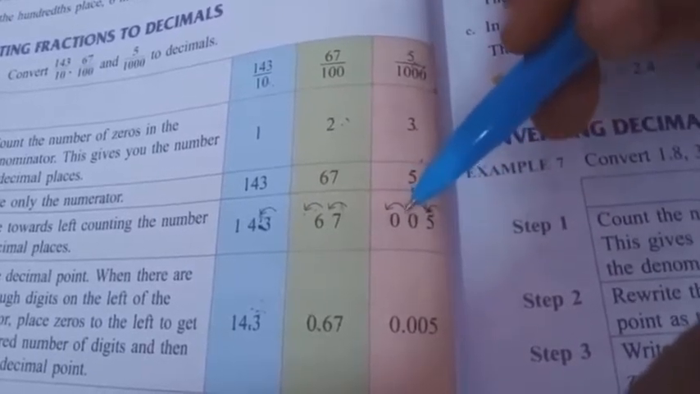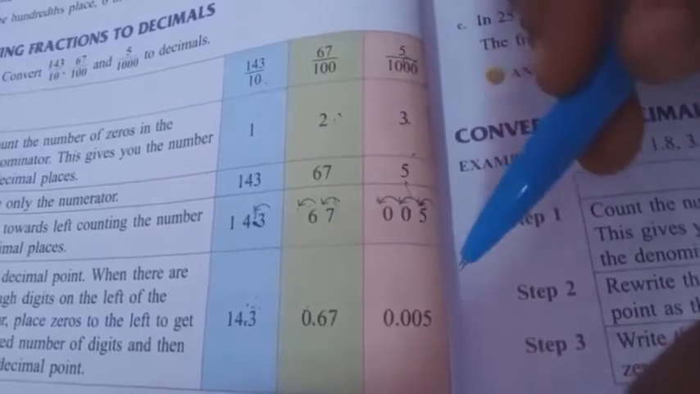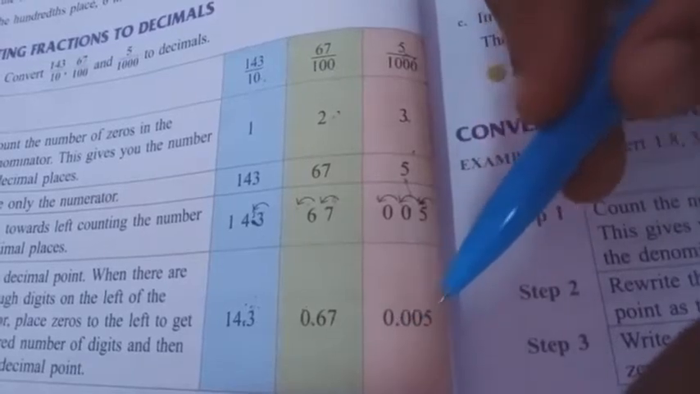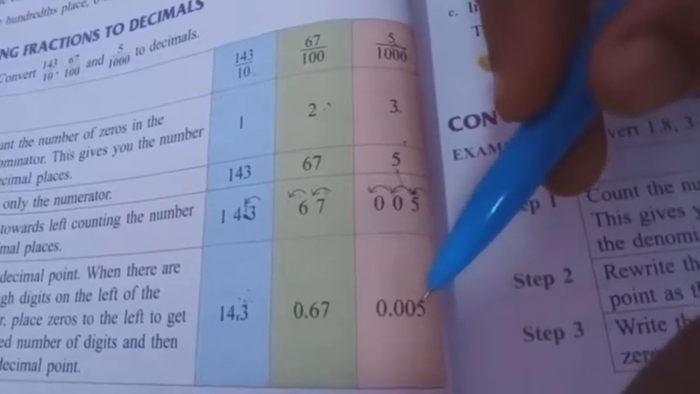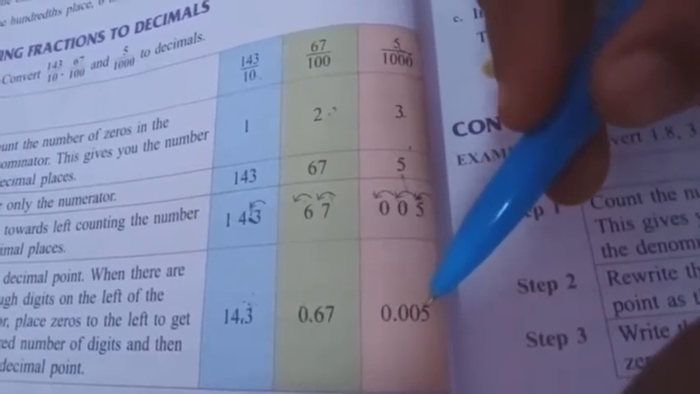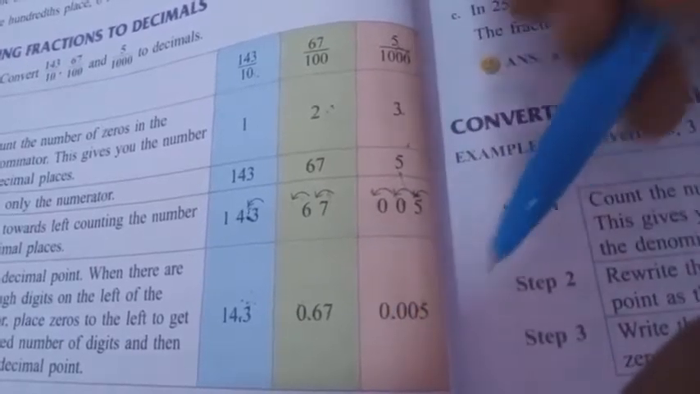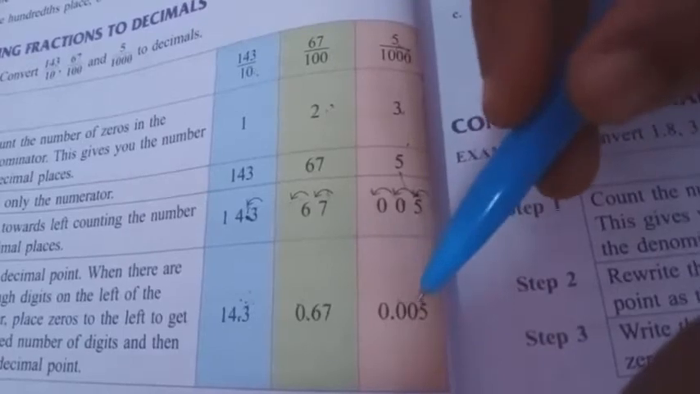1, 2, 3. Got it? So the decimal point will come after 3 numbers. 1, 2, 3. After 3 numbers we have to place the point. Why have we added 2 zeros?